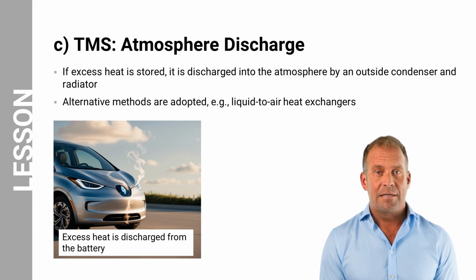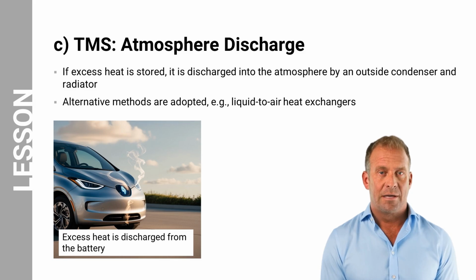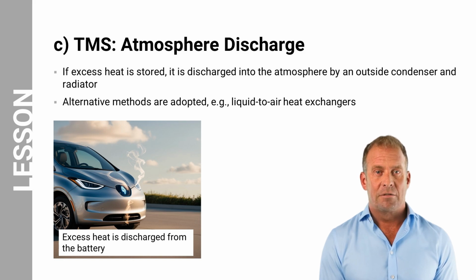Some BEVs have a TMS that uses an outside condenser and radiator to discharge excessive heat into the atmosphere, known as atmosphere discharge. Atmosphere discharge is used when the TMS needs to remove a large amount of excessive heat from the battery pack. This can happen when the vehicle is driving in hot weather or when the battery pack is being charged quickly. Atmosphere discharge is a relatively efficient way to remove heat from the vehicle's battery pack.